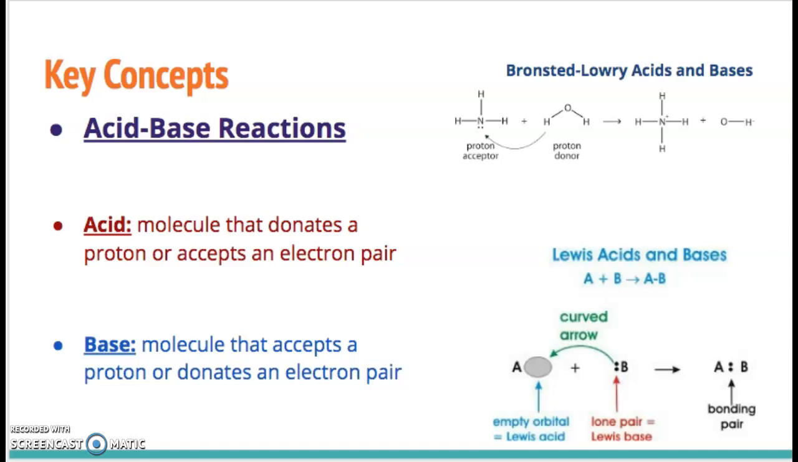So in the image up top, we can see the proton, which is also known as the positively charged hydrogen. It's donated by the acid, and then it'll be accepted by the base. And down at the bottom, this is a demonstration of the Lewis acid and base. The acid, which is A, will accept the electron pair, and the base, which is labeled as B, will donate the electron pair.